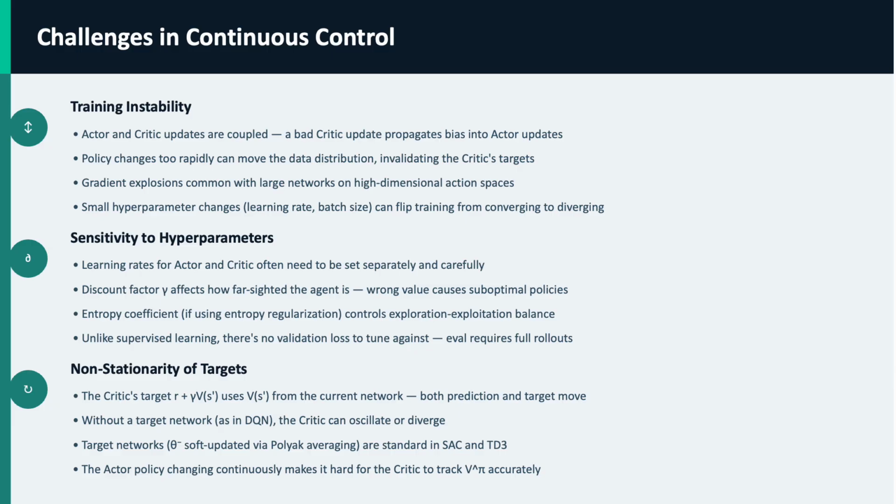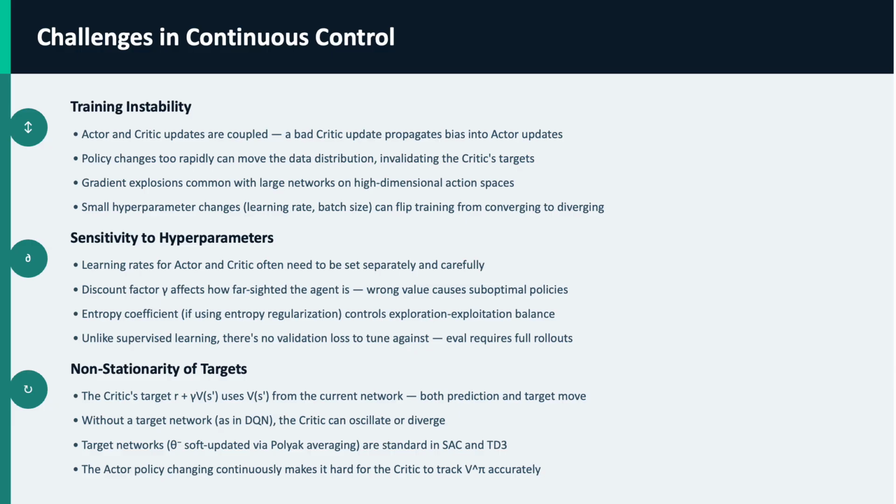Two specific failure modes are common. First, gradient explosions. Large policy updates move the distribution far from where the critic's value estimates are valid, causing the next batch of delta values to be wildly inaccurate, producing an even larger update, and so on. A runaway spiral that crashes training.